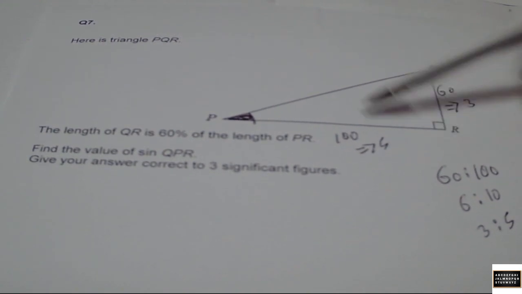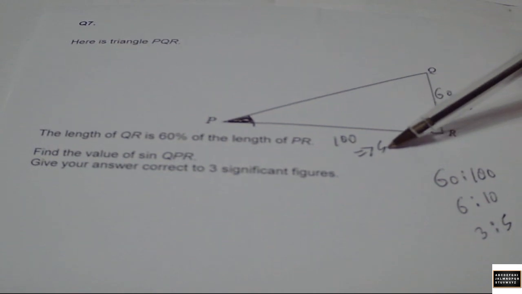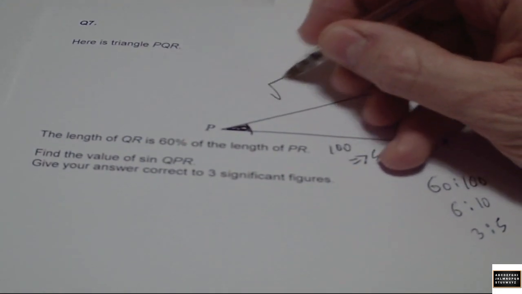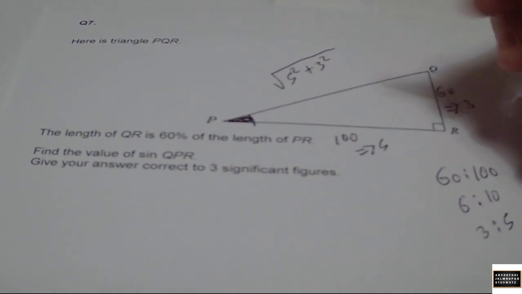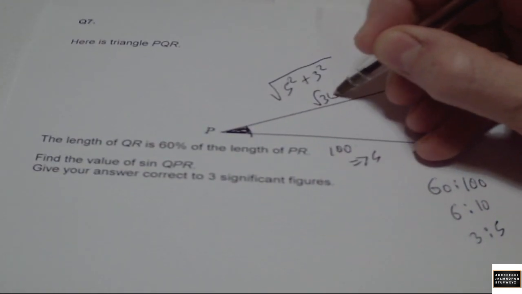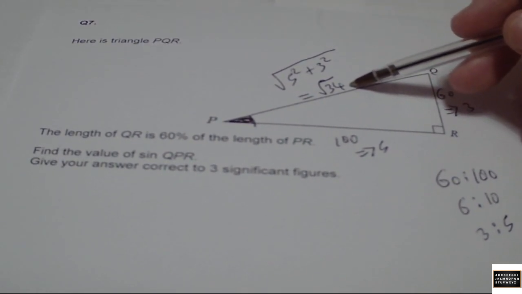Now, Pythagoras' theorem says that this length here, the hypotenuse, is that squared plus that squared, and then obviously the square root of those things. So this is going to be the square root of 5 squared plus 3 squared, and 25 plus 9 is 34. So this length here is going to be the square root of 34.